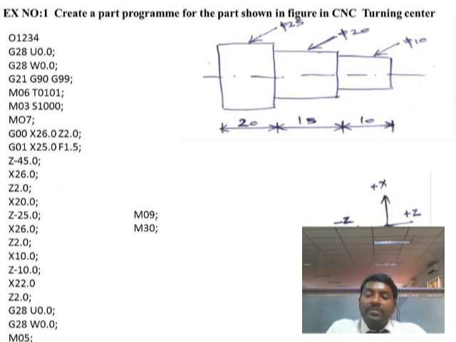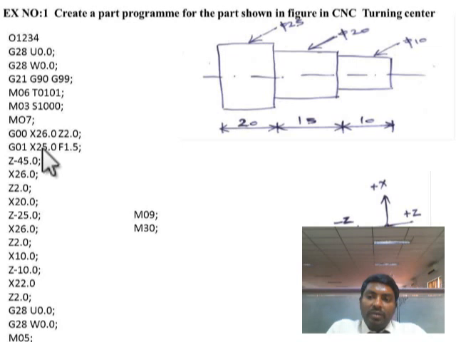So first we have to give G01, which means linear interpolation. So now the tool position is X26. So now we have to turn the workpiece to a diameter of 25 mm up to a length of 45 mm.